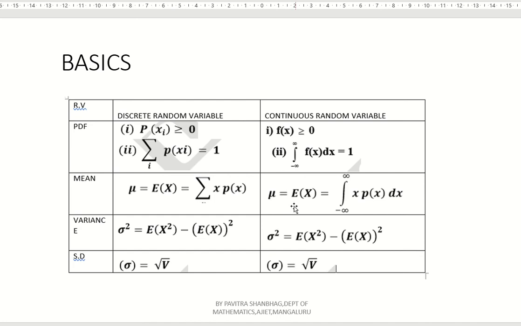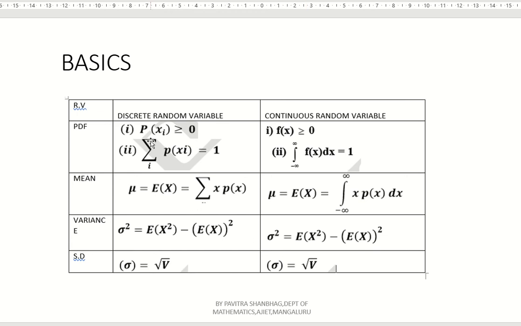Now similarly in the case of a continuous random variable, sigma square is E of x square minus E of x whole square, but here it is the integration of x square p x dx, with limits from minus infinity to infinity, and E of x is nothing but the mean mu, squared. And what about the last one? Standard deviation, that is sigma equals square root of variance, root V. Here also the same procedure, sigma equals root V.